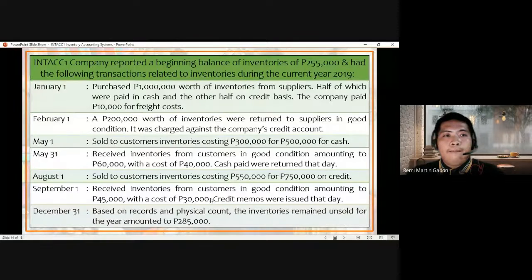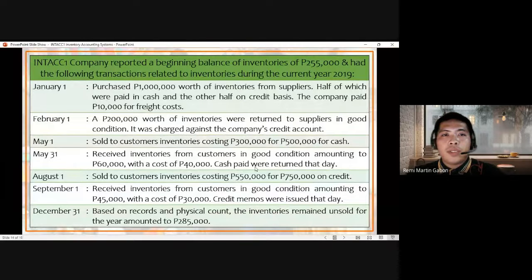Next, May 1. Sold to customers inventories. Inventories daw are costing 300,000 at saka yung pagkabenta is good for 500,000 cash. Therefore, we have a cash basis sale.